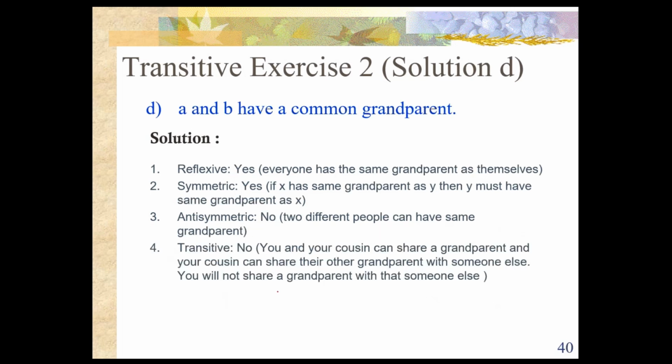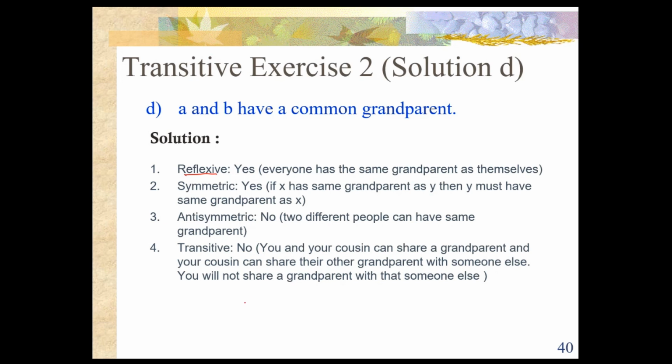A and B have a common grandparent. Reflexive, yes, because you and yourself, reflexive is always comparing against yourself. Definitely have the same grandparent. Symmetric is, think of your brother or sister. Don't you share the same grandparent? So it's symmetric. It's not anti-symmetric because it cannot be like you have this grandparent, but your brother or sister cannot have this grandparent. It's not just one way. It's possible to be two-way.